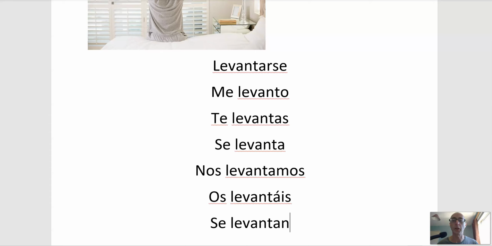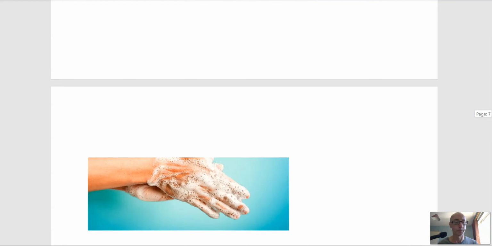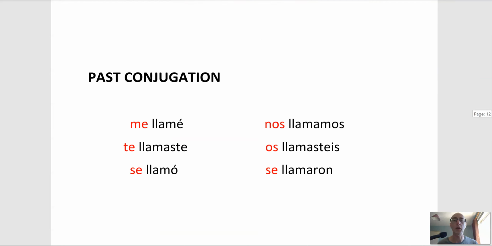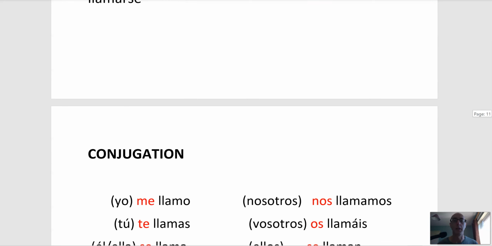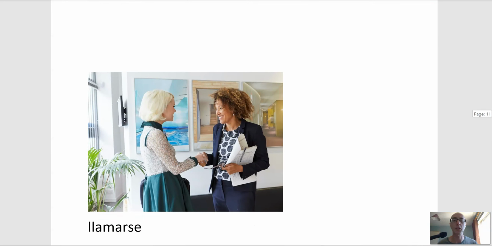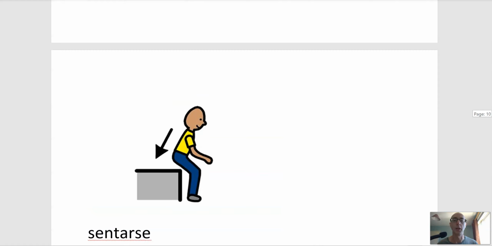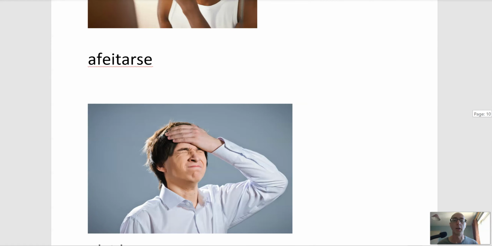So that's how we conjugate levantarse. It's the same for every verb. We have to use the reflexive pronoun first. Me, te, se, nos, os, se. Okay, very quickly, let's see if we can practice some of the conjugation. So let's start with olvidar.